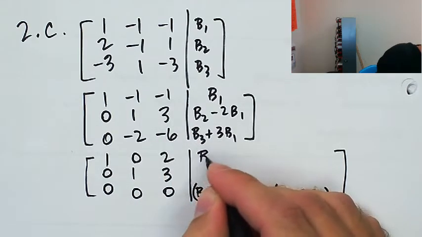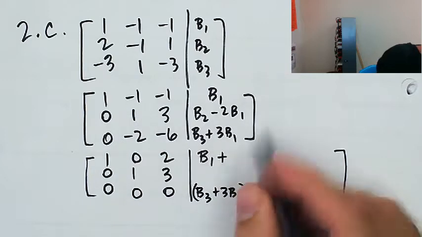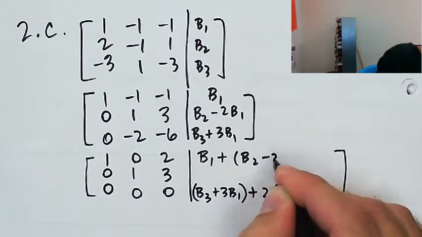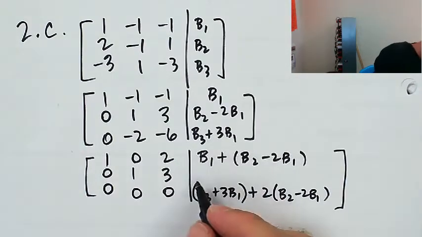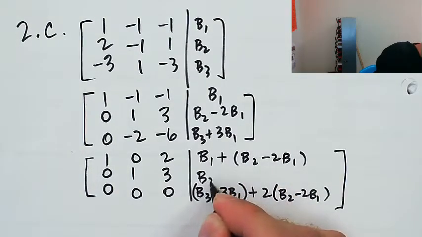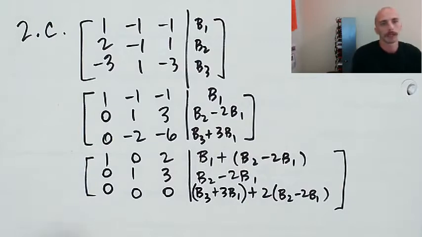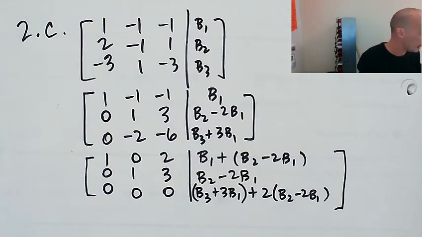Okay, so B1 plus B2 minus 2B1, but we don't actually need that, as you're going to see in a second. And then I'm going to have B2 minus 2B1. That's great. Okay, we've computed the range the old way. I'm going to show you a much faster way to compute the range of this once we understand the idea of a basis, that will make this whole process seem, I won't say pointless, but really annoying, right? You're not going to want to go through this forever.